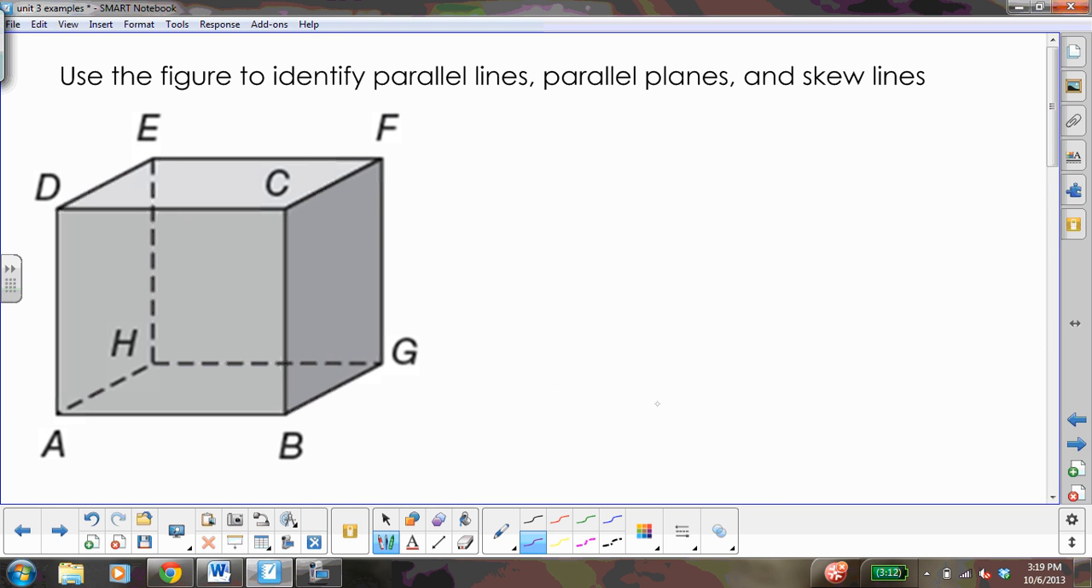Use the figure to identify parallel lines, parallel planes, and skew lines. Let's start with parallel lines. In this box, we're assuming that this is a true box that has all right angles.